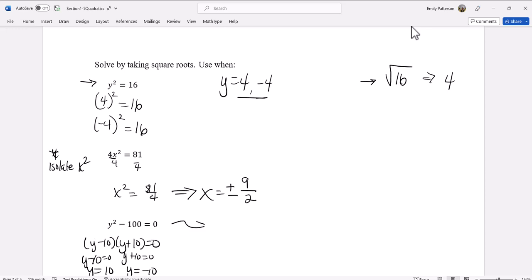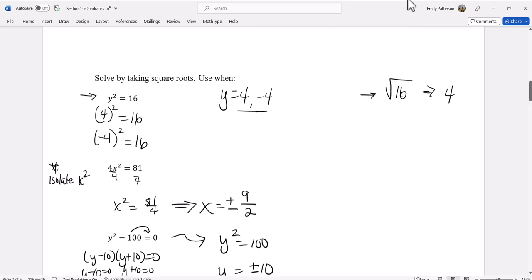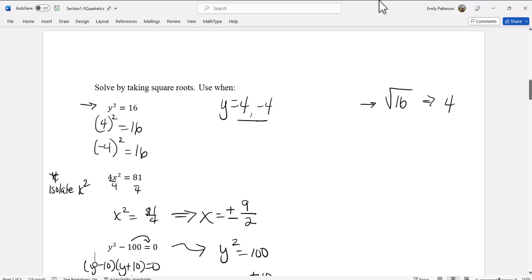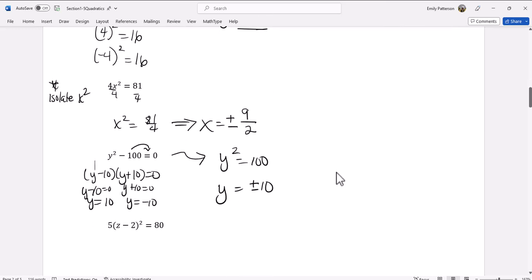But if I decided to do it by taking the square root, I can move this 100 over, so I have y squared is equal to 100. Taking the square root of both sides, this is y, and the square root of 100 is 10, but we have to acknowledge that it's a positive and negative version of both, which is exactly what we just got here. So we got negative 10, positive 10. Same thing both sides. Okay.